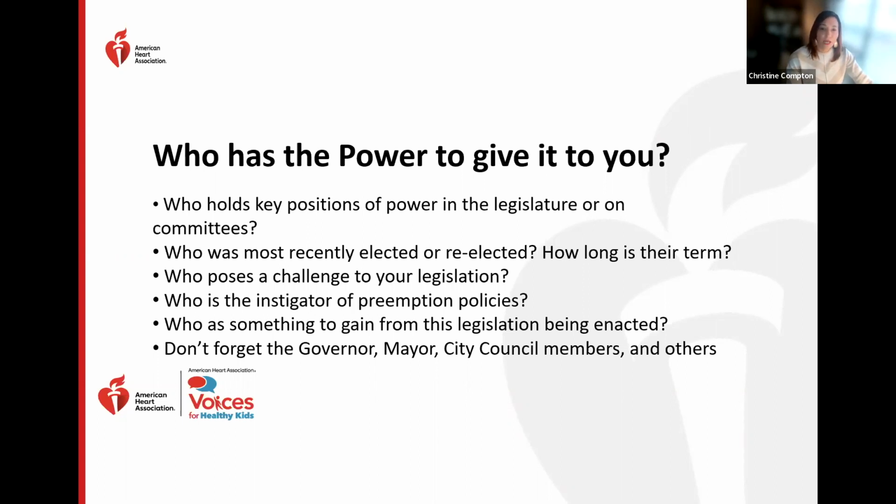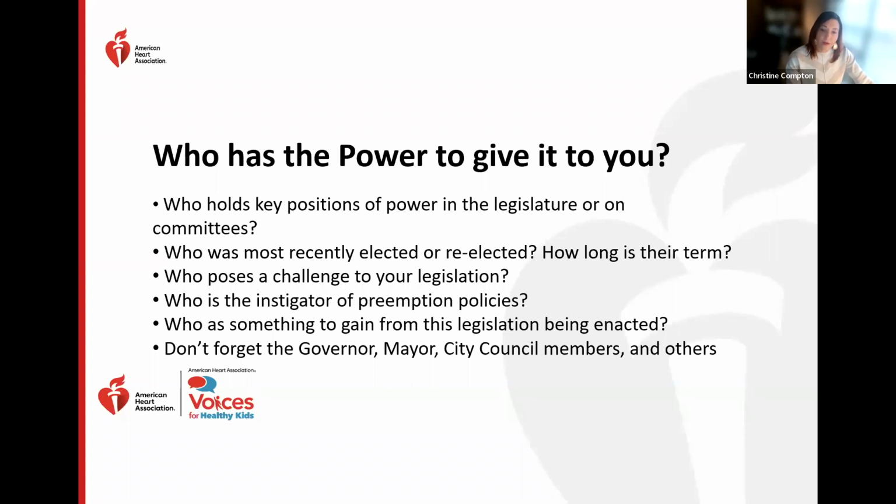And who poses a challenge to your legislation? Again, we talked a little bit earlier about neutralizing opposition, trying to figure out who that group of people is who might oppose the legislation. If you can get them to stand down or to become neutral or to address their concerns, then maybe your decision maker will be more likely to get on board with your initiative.